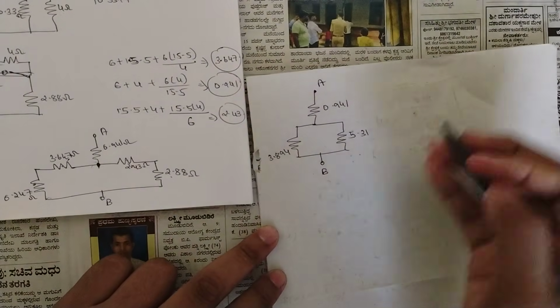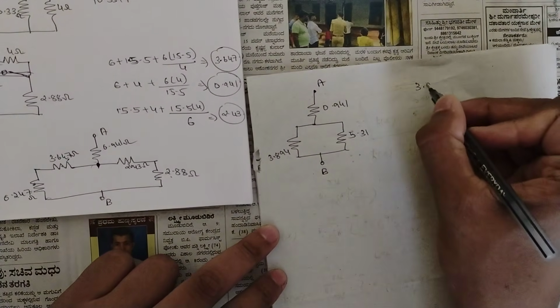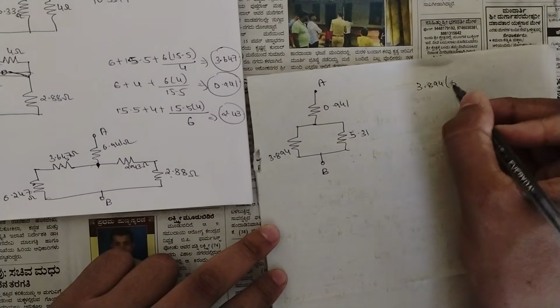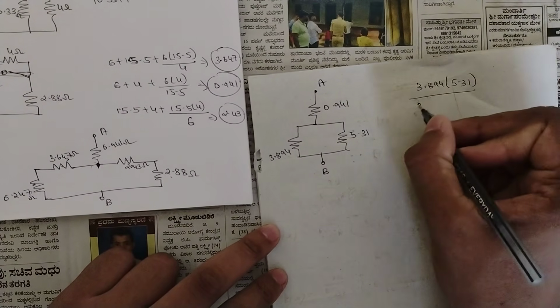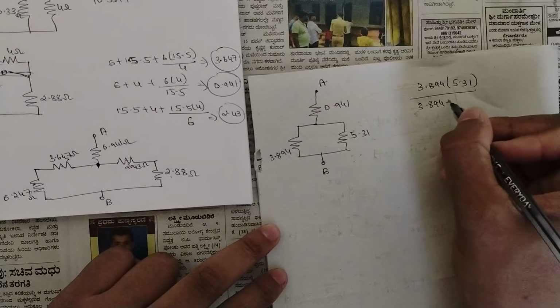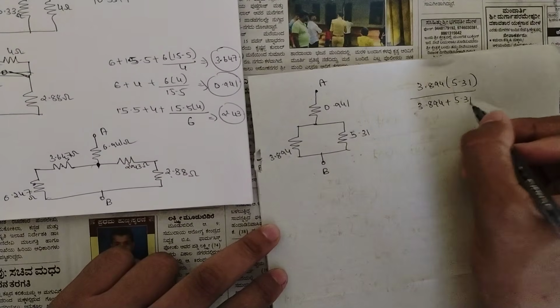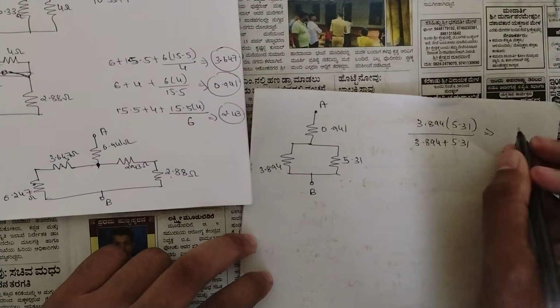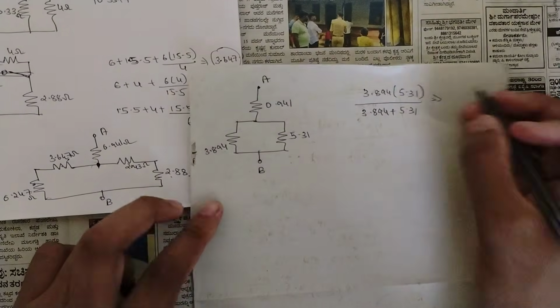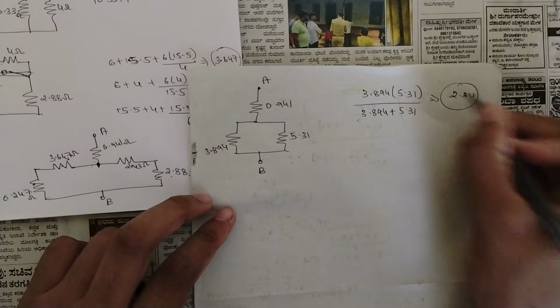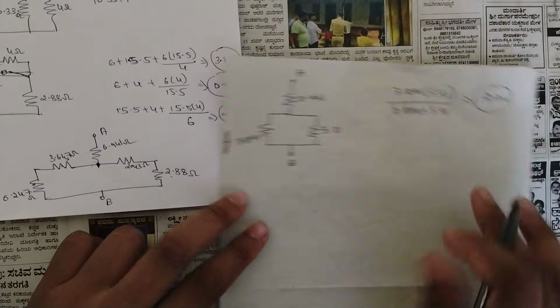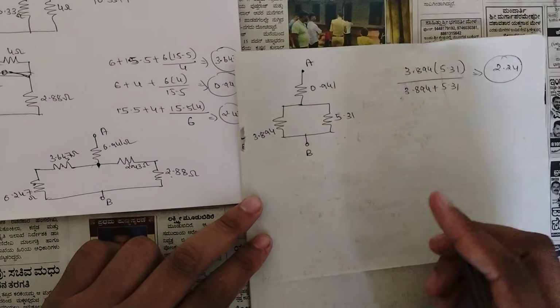Now these two are in parallel, so that's why 3.894 into 5.31 divided by 3.894 plus 5.31. If you solve this, you will be getting around 2.24. Okay, you can check it later. If you solve this in the calculator, you would be getting 2.24.